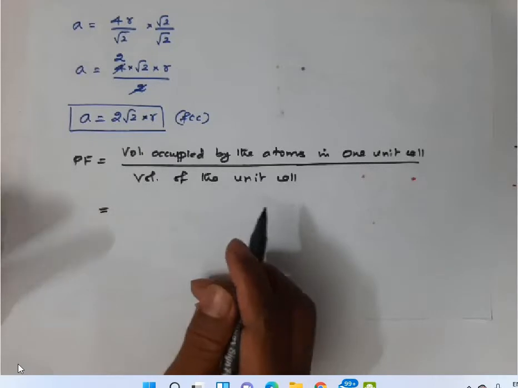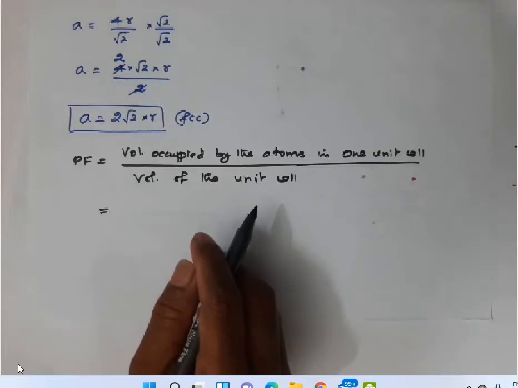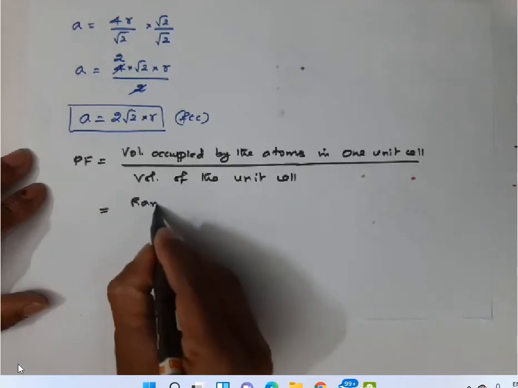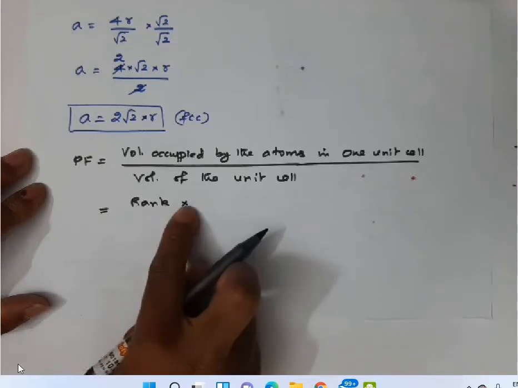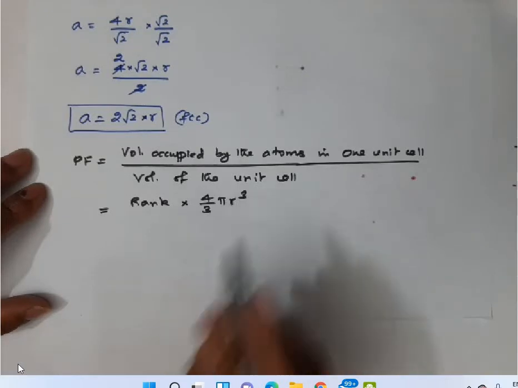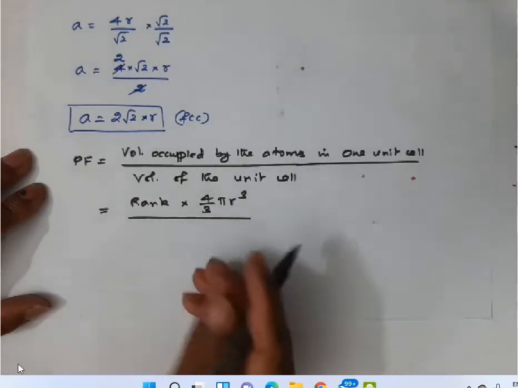Okay, how to find volume occupied by atoms? Very simple. We need to find the rank of the unit cell. Rank is nothing but number of atoms per unit cell. In the case of FCC, you know that rank is equal to 4. Okay, so to calculate this, you have to multiply rank, which gives you the number of atoms per unit cell, into the volume of each atom. Volume of each atom is 4 by 3 pi r cube. Okay, over volume of the unit cell, since we have taken cubic unit cells.